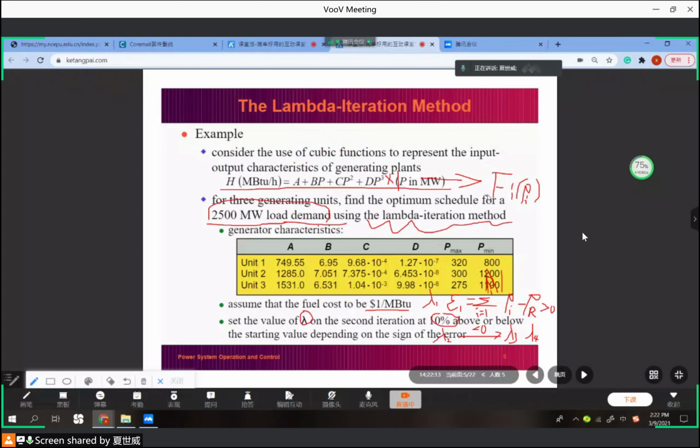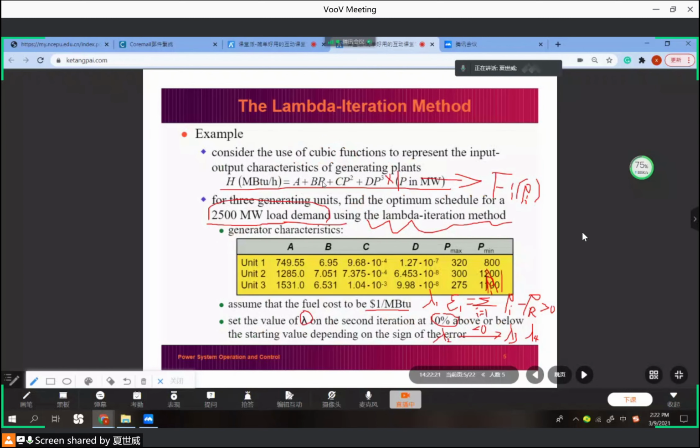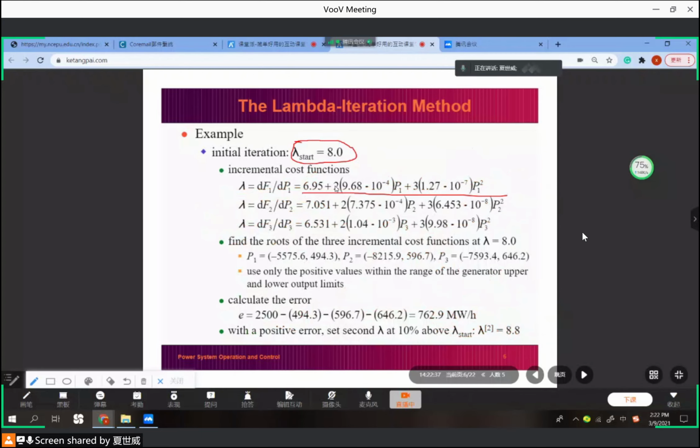Based on this input-output curve for F, you can easily calculate the first order derivative. Okay, this is the first order derivative. Because you have A plus BP plus CP squared plus DP cubed, the first order derivative will be B plus 2 multiply CP plus 3 multiply DP squared. So for P1, it will be B plus 2 multiply C multiply P1 plus 3 multiply D multiply P1 squared.